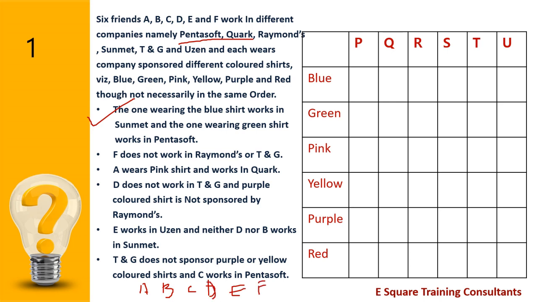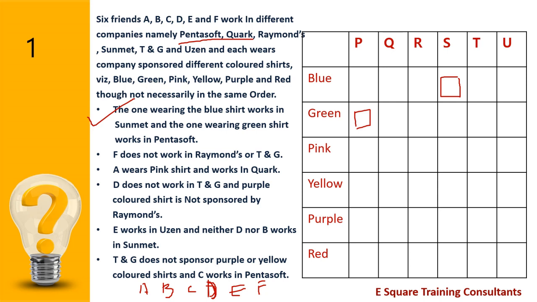Now let's start. So the one wearing the blue shirt works in Sunmet. So blue is here and Sunmet is here. So I am going to put a box here. The one wearing the blue shirt works in Sunmet and the one wearing the green shirt works in Pentasoft. So green is here and Pentasoft here. So I'll again put a box.